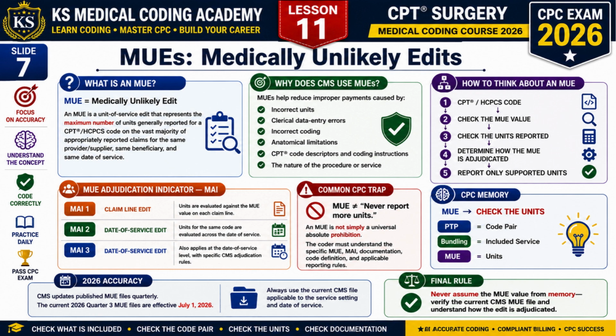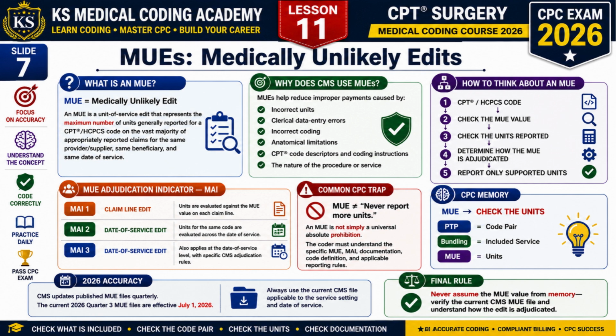Now let's focus on MUEs, or medically unlikely edits. An MUE is a unit of service edit that represents the maximum number of units generally reported for a CPT or HCPCS code for the same provider or supplier, same beneficiary, and same date of service. MUEs help identify potential errors involving excessive or incorrect units. For the CPC exam, think of the workflow this way: identify the code, check the MUE value, review the units reported, understand how the MUE is adjudicated, and report only the units supported by the documentation and applicable rules.